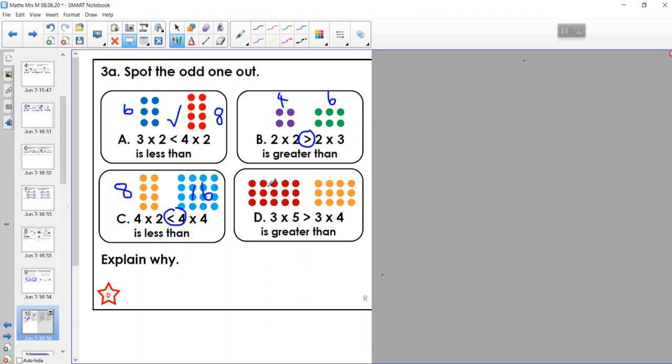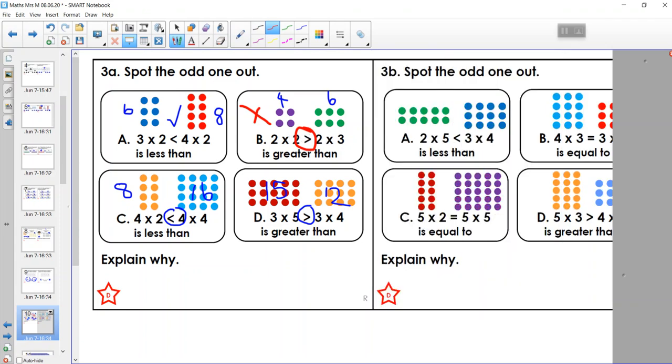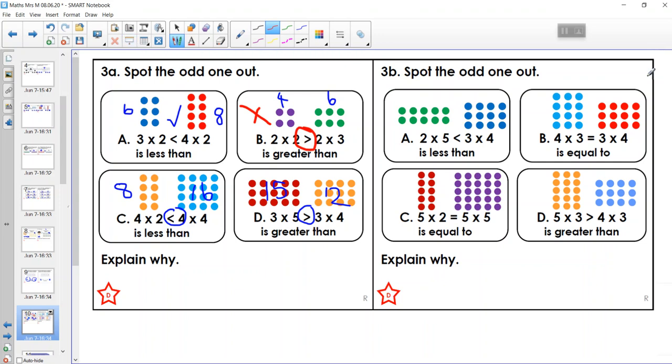I've got 3 times 5, which is 15, and I've got 3 times 4, which is 12. Fabulous. But I've noticed that I've made a mistake here because that doesn't say less than, that says greater than. So this one here is the odd one out because 2 times 2 is not greater than 2 times 3. Have a go at this one on your own. Pause the video, work out the answers and see whether the symbol is correct.